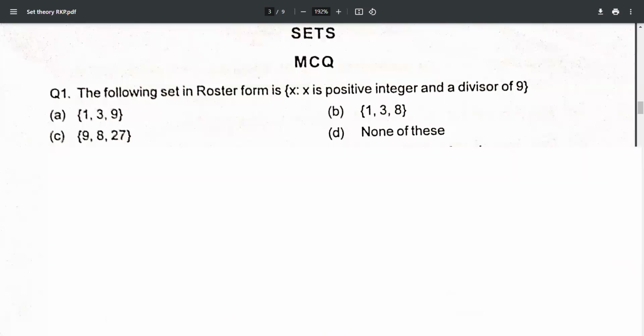So the first question says, write the following set in the roster form: X such that X is a positive integer divisor of 9. So divisor of 9 is what? That means the one which divides 9. So we can say that it has to be 1, 3, and 9, as you know that 9 is divisible by 1, by 3, as well as by 9 itself. So for the first part, we'll say that this is the correct answer.